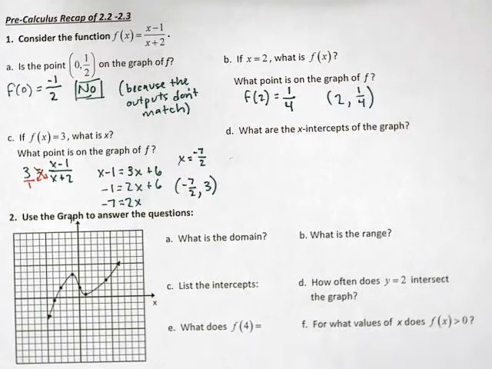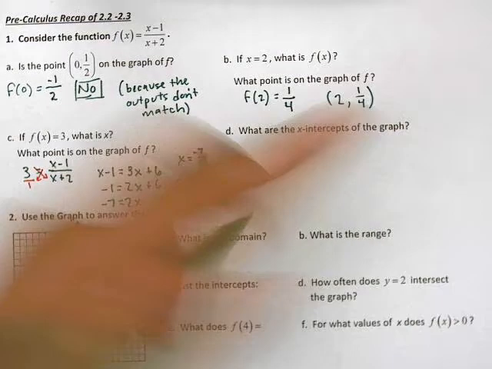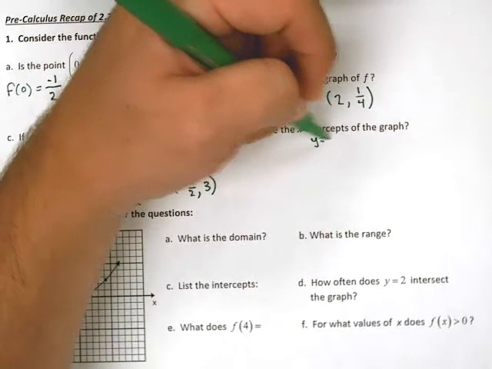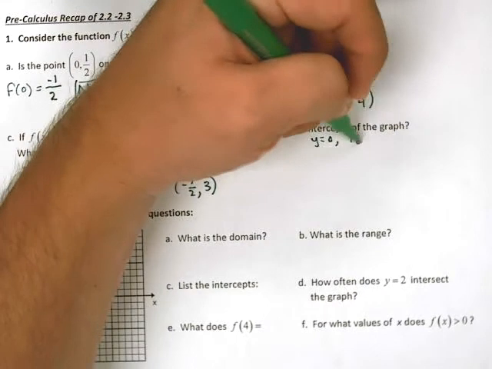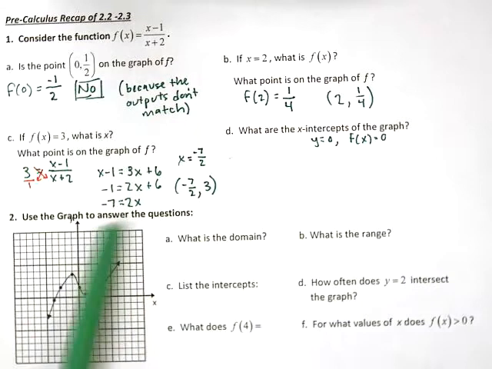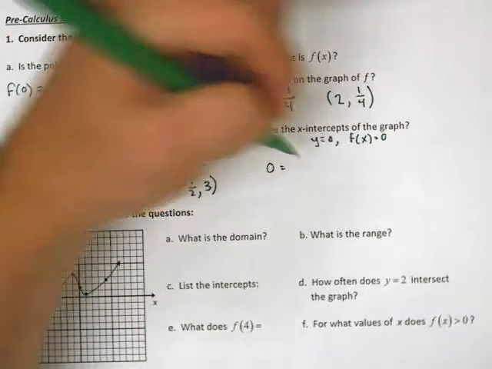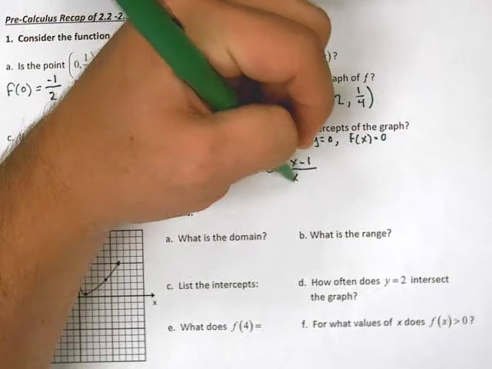Lastly, what are the x-intercepts? There's a couple of ways to think about this. I'm going to go through the long process and then kind of explain the shortcut. So if we want to get the x-intercepts, that's the same thing as y equals 0 or f of x equals 0. So we're really going to do the same thing that we just did over here, but instead of plugging in 3, we're going to plug in 0. So 0 equals x minus 1 over x plus 2.